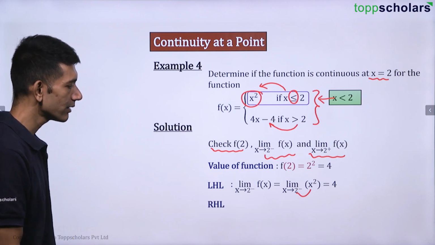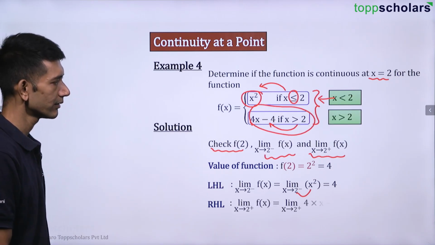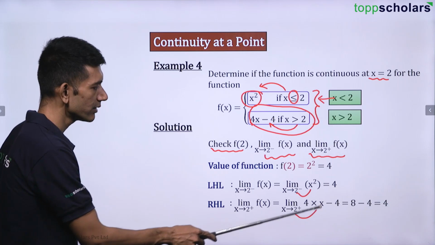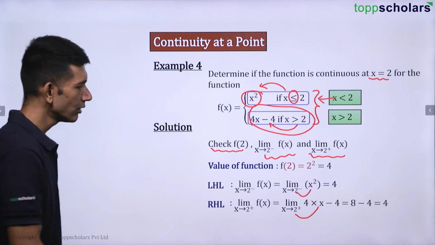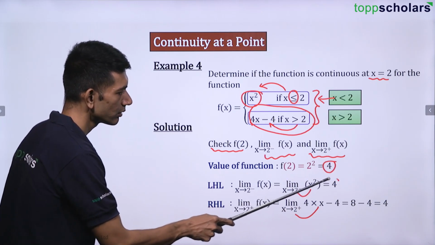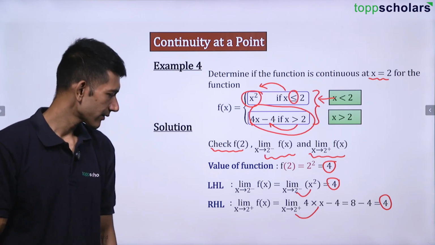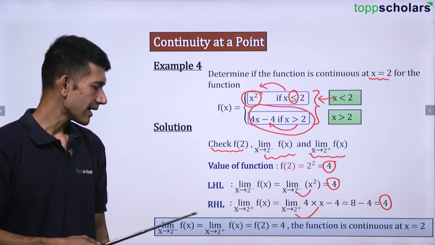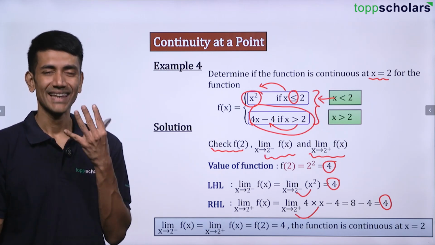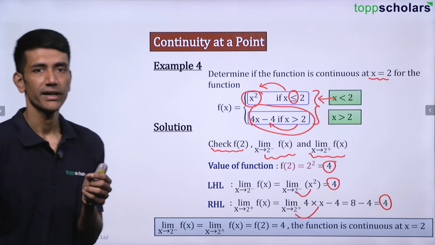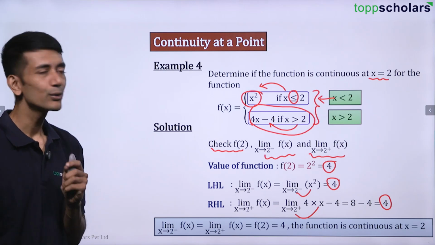Okay. Now right hand limit. For the right hand limit, you'll choose this. Correct? And then once you put the value of x as 2 here, you get 4 twos are 8. 8 minus 4 is 4. So observe, this is 4, this is 4, this is 4. That means clearly we can say that the left hand limit, right hand limit and the value of the function at 2, all three of them are equal, that is 4. All the conditions are satisfied, and therefore we can say that the function is continuous at x = 2.